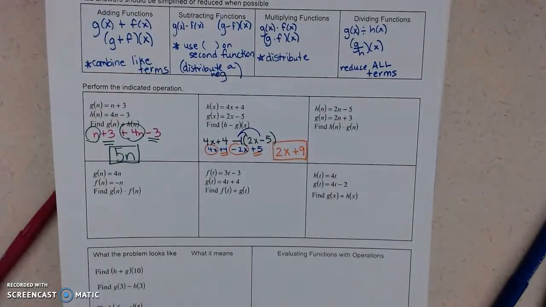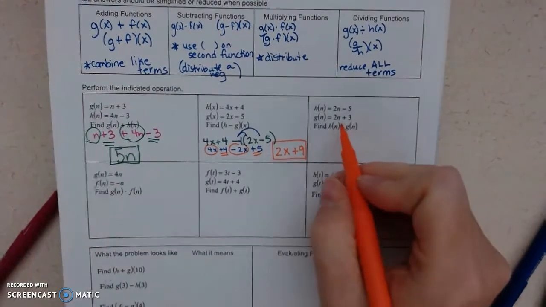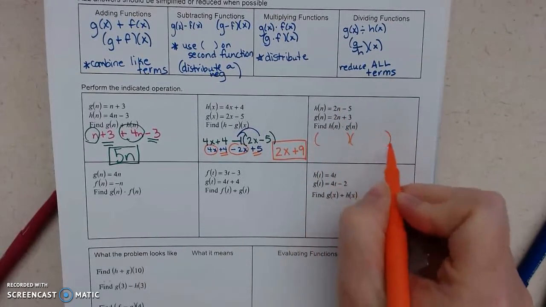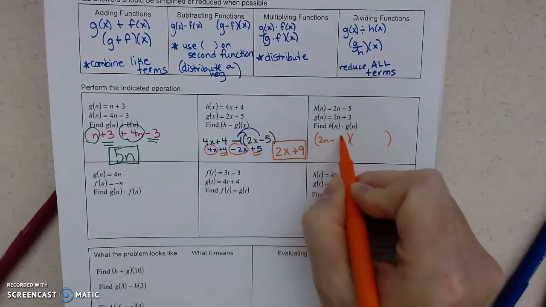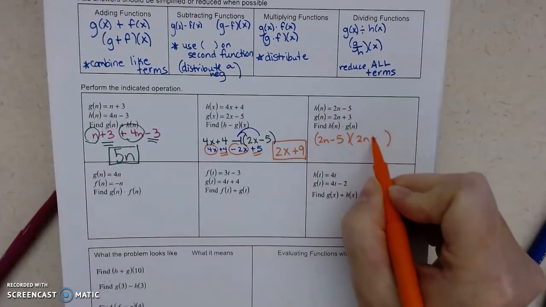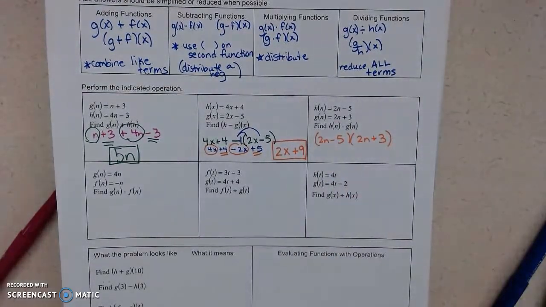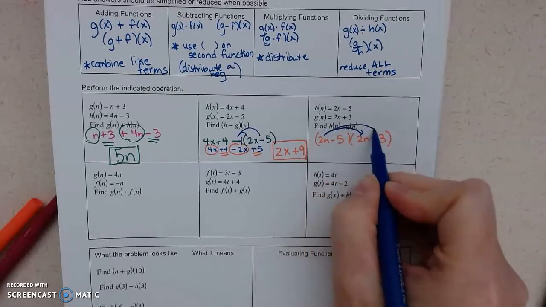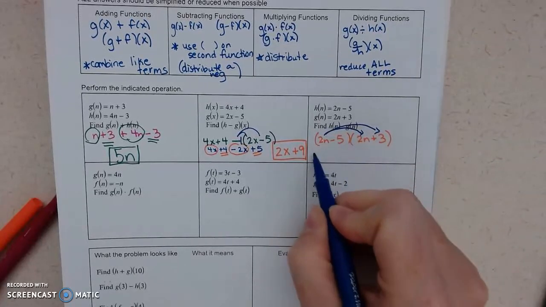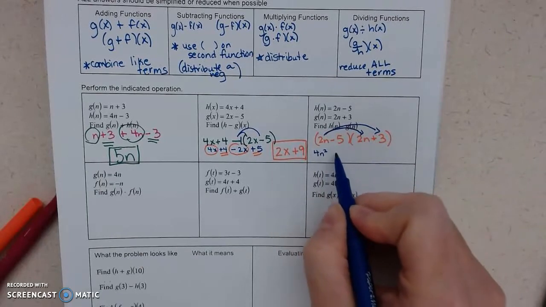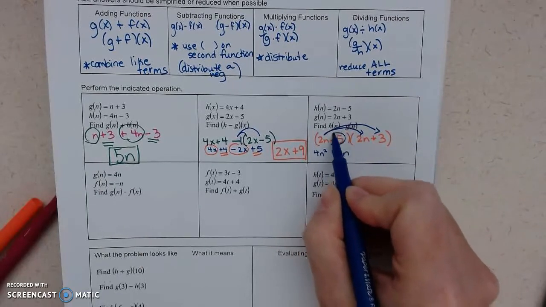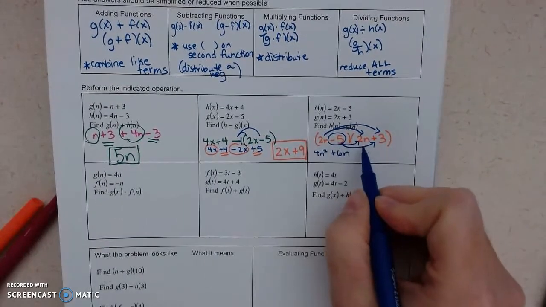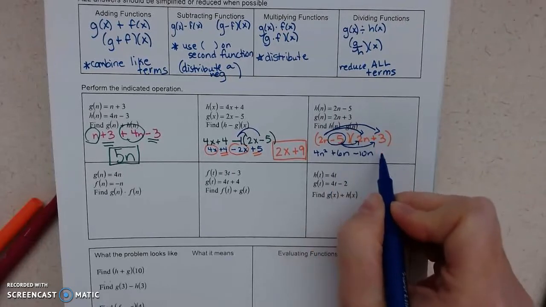All right, let's look at the third one. We're going to multiply. So when I multiply, I see that they both have two terms, so I'm going to use parentheses around both functions. So h and g. Now, this is double distributing, so you're going to take the 2n and multiply it by both terms in the second function. So 2n times 2n is 4n squared, 2n times 3, and then I have to take a -5 and distribute to both terms. So -5 times 2n, -5 times 3.